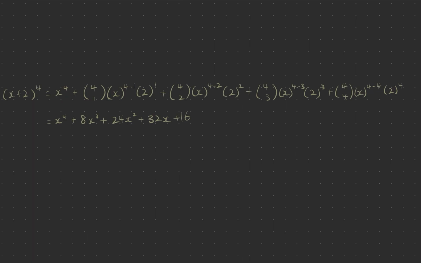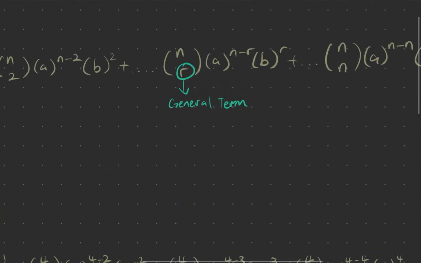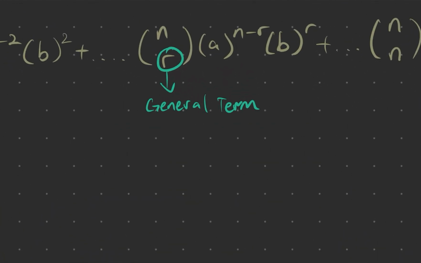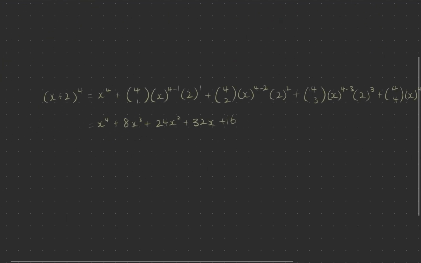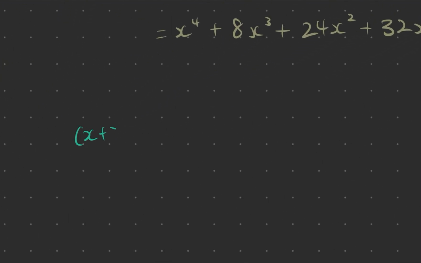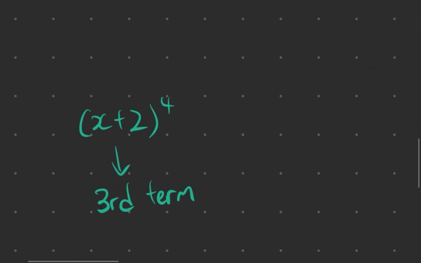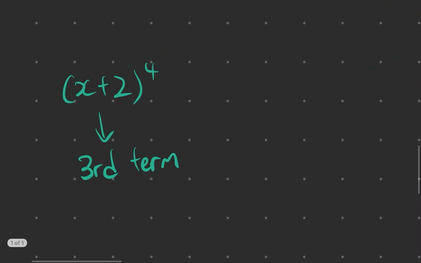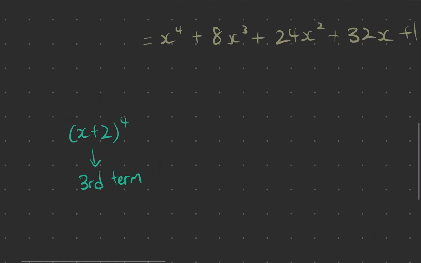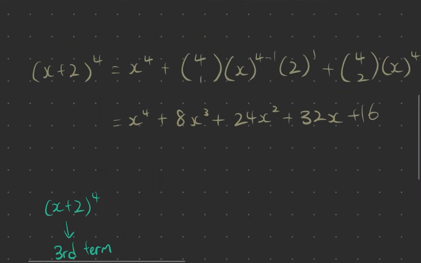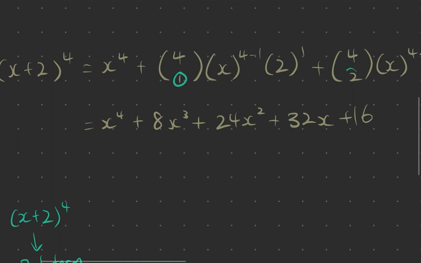All right, so we're going back to that general term I was talking about, and I said that it can be used to find specific terms. So let's go back to (x + 2)^4. Let's just say in this binomial expansion, I want to find the third term. Okay, let's just pretend we didn't do any of that. So I'm still unsure what the third term equals. So now, I want you to take a look at the r value in the choose.